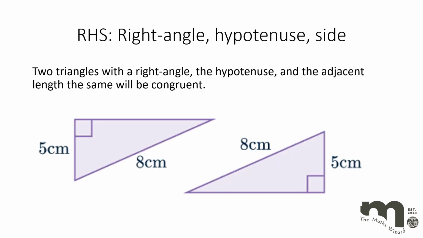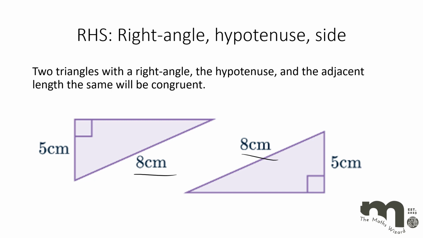Final one then is right angle, hypotenuse, side. So if we've got a triangle with a right angle and we've got a hypotenuse and another side that's the same length, that is again enough evidence to prove that these triangles are congruent to each other. So you can see here you've got a 5 centimeter and an 8 centimeter length, and then you've got your right angle. And the 8 centimeter here is the hypotenuse on both of these triangles. So that's the longest side on both of these triangles. So it's got to be the hypotenuse for this rule to work.